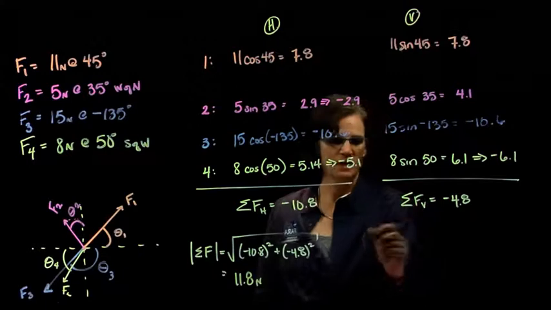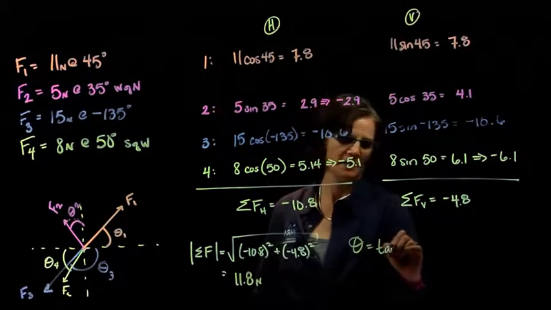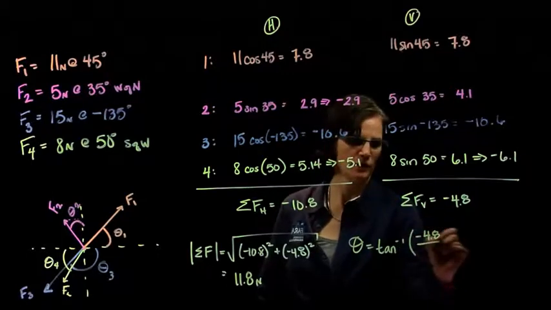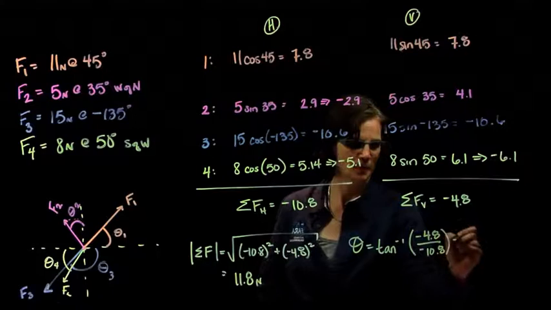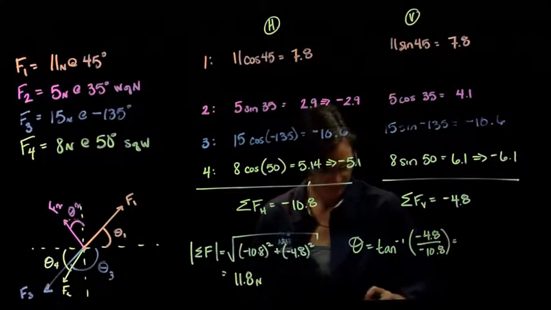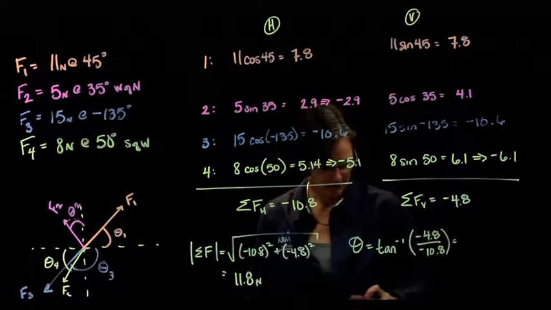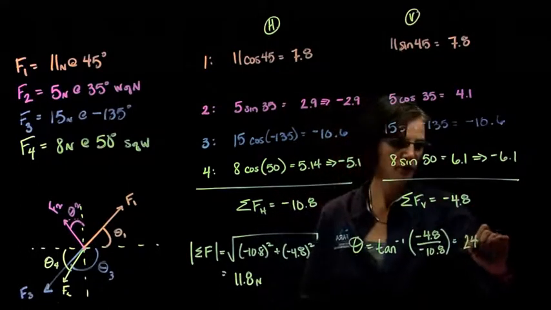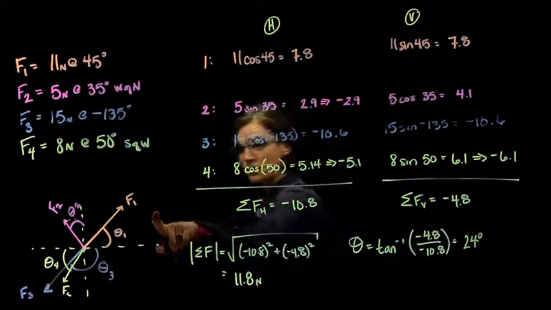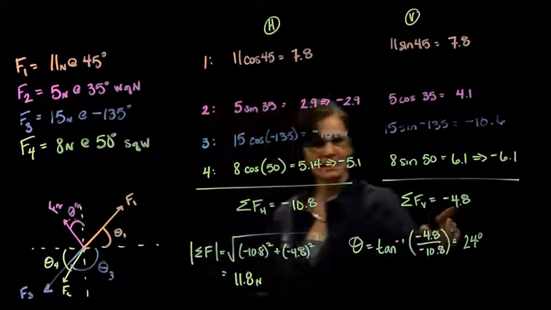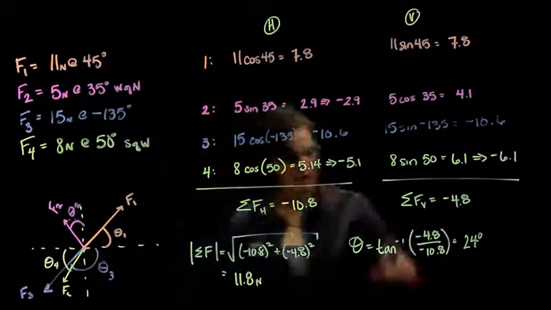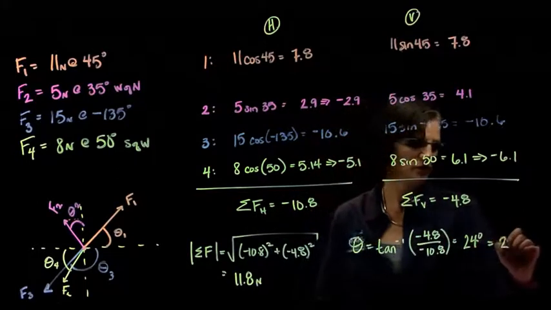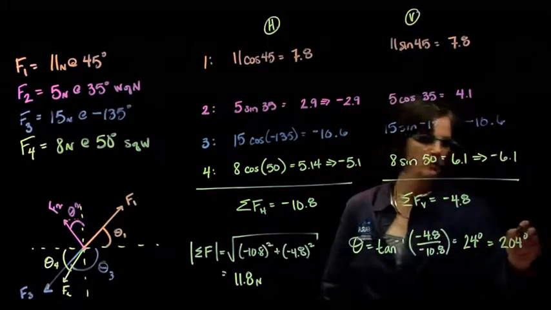And then I want to get the angle as well, so I take the inverse tangent of negative 4.8, the y component, over negative 10.8, the x component, and I get an angle of 24 degrees. That's in the first quadrant. Both my components are negative, so I need to be in the third quadrant. So I add 180 degrees to that, and I get 204 degrees for my angle.